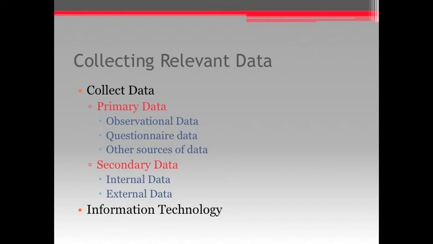There are 2 types of data. There is primary data and secondary data. Primary data is observational data, questionnaire data, and other sources of data. Secondary data includes information made available by the business and government sources, commercial marketing research firms, and computerized databases.